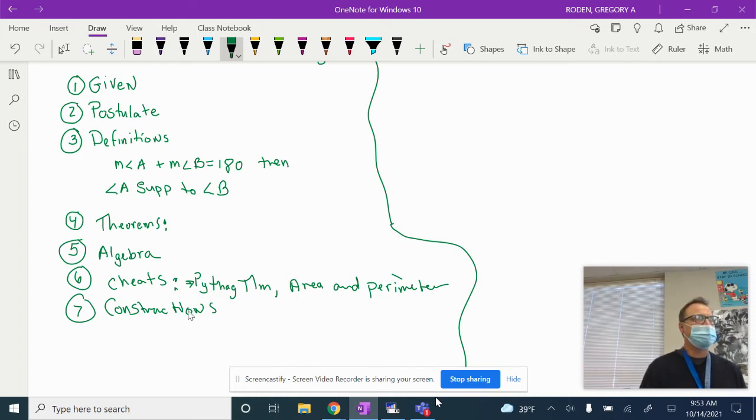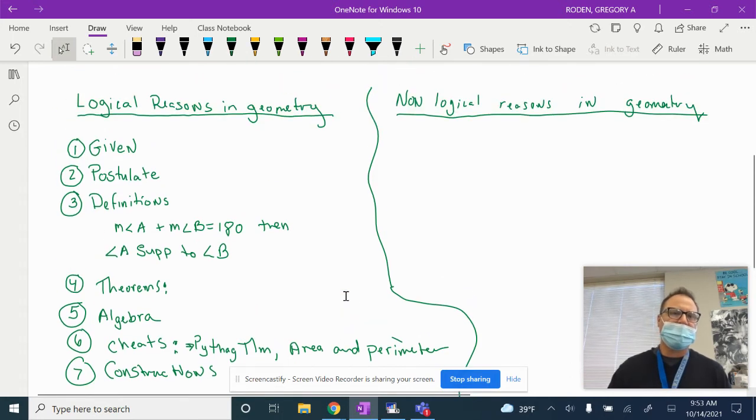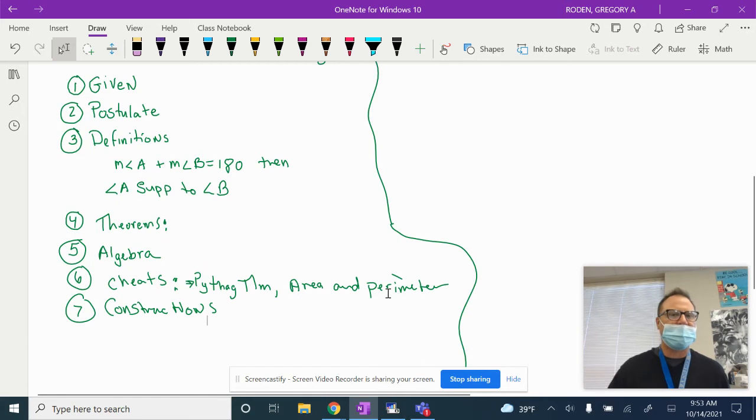Constructions don't require any numbers. Greeks didn't have a lot of numbers. They more had just pictures and shapes. So constructions is kind of like the old school way of doing geometry, but it's still a really good way to do geometry. Now, those are our logical reasons. There may be another one I can't think of right now, but pretty much in any proof, usually you're going to be involving these.